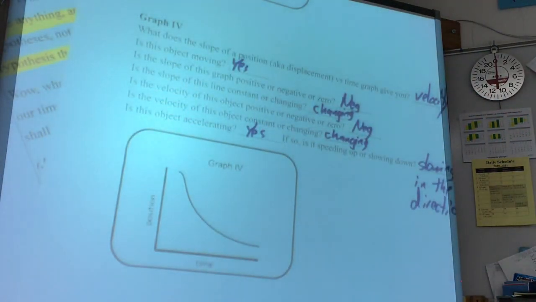Okay, last graph, number 4. Again, it's a curved line.